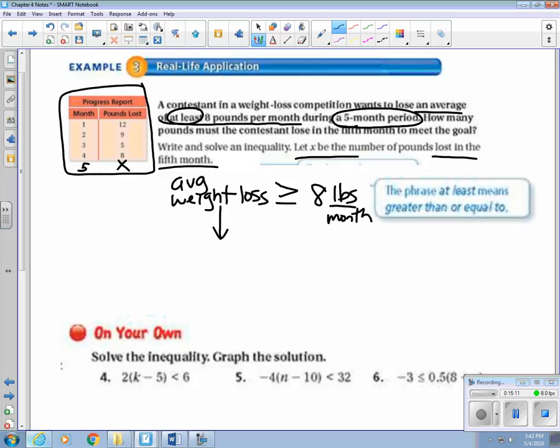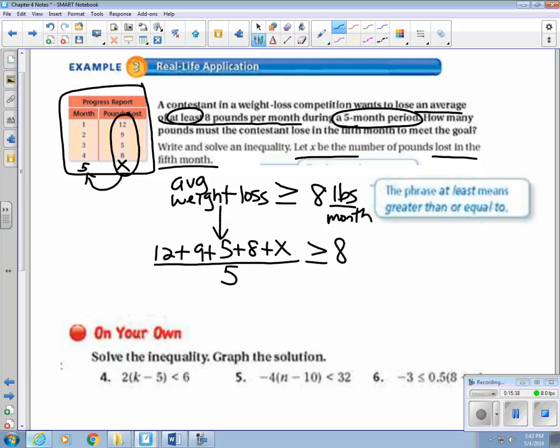So how do we find the average weight loss? We have to add these 5 numbers together and divide by the number of months that we have. So we're going to add those 5 together: 12 plus 9 plus 5 plus 8 plus X, the one we don't know. And to find the average, we would divide by 5. And it has to be greater than or equal to 8. When we look at the left-hand side of this inequality, I see a whole bunch of numbers being added together in the top, and then all of them divided by this 5 in the bottom.